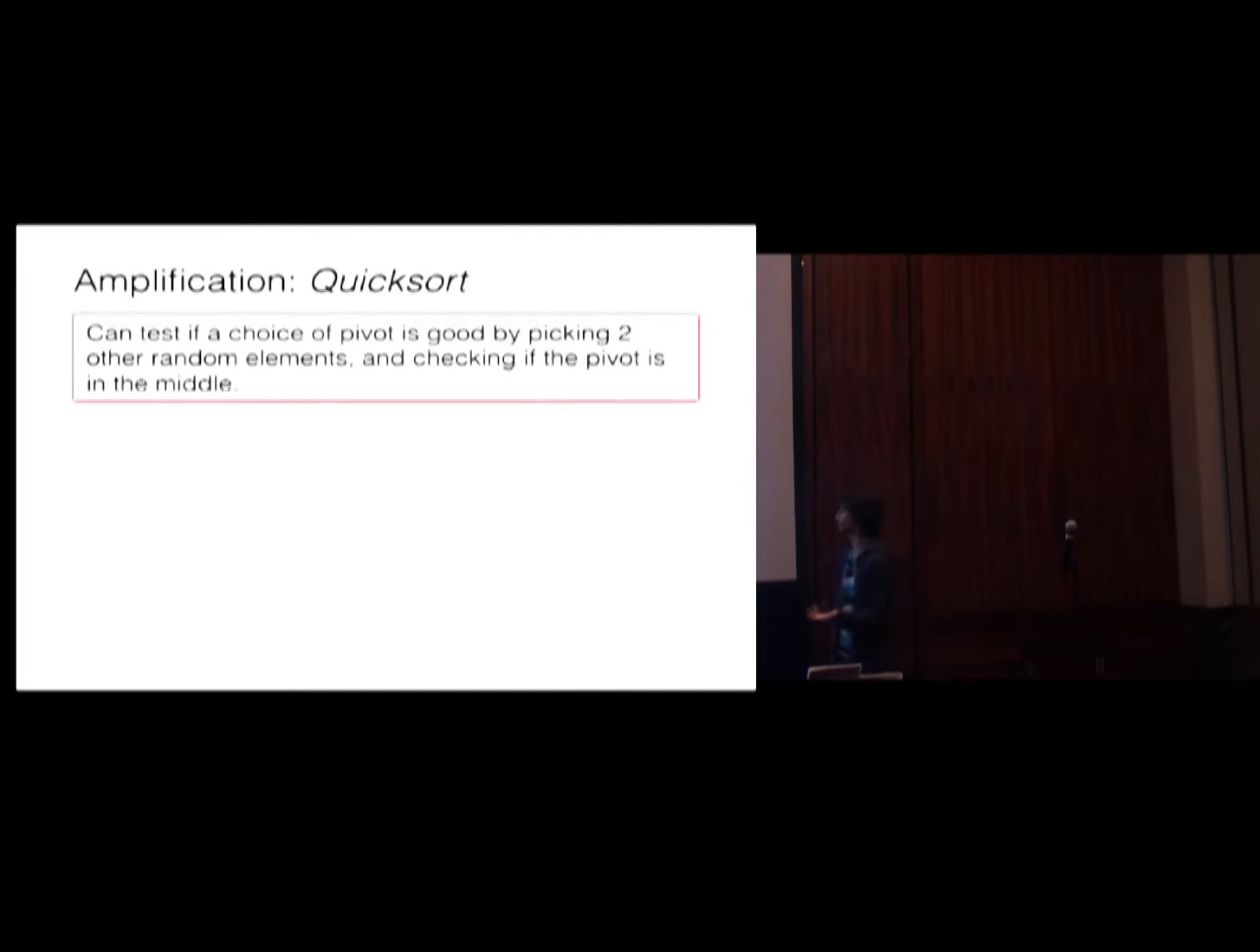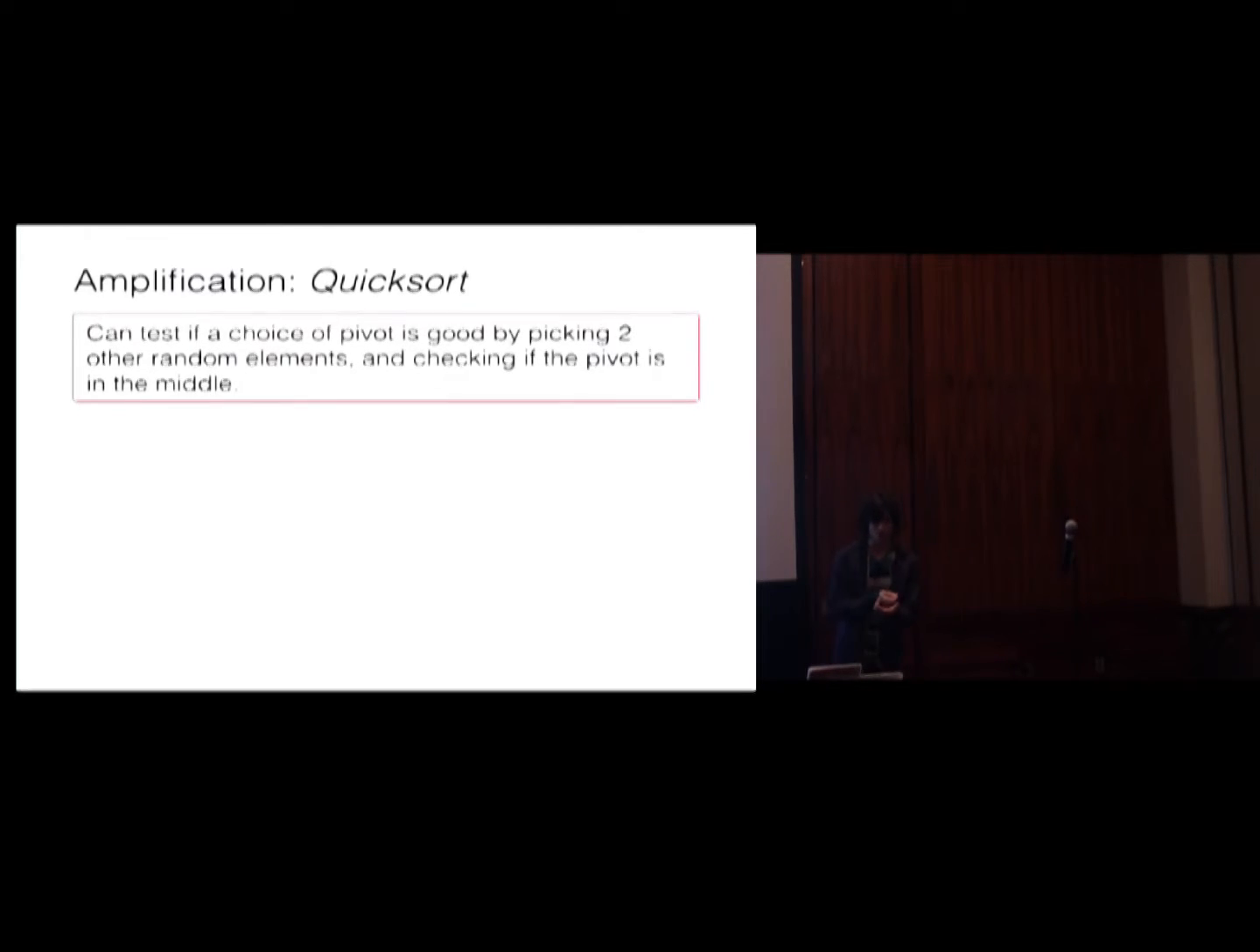Suppose we're looking at quicksort. What we do here is pick a random pivot, and we want it to be near the middle of the list. With some constant probability, it's going to be on the side, and that's not good. Here's a way to check if a pivot is near the center. We pick 2 other random elements, and we check if our pivot is in the middle. If our pivot is in the middle, then we gain evidence that our choice of pivot is good.